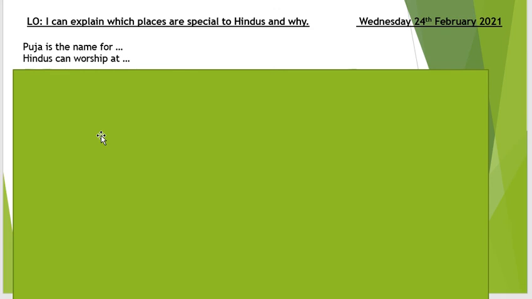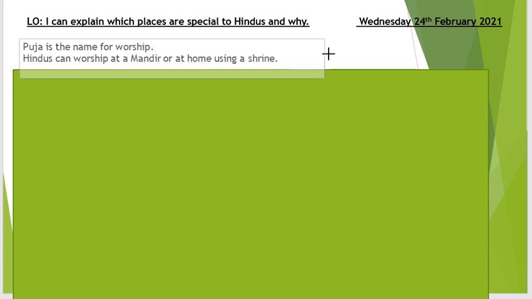Okay, hopefully you have finished these 2 sentences. So, puja is the name for worship. Hindus can worship at a mandir or at home using a shrine. Now, you might not have written exactly what I've written, but hopefully you've written something very similar.